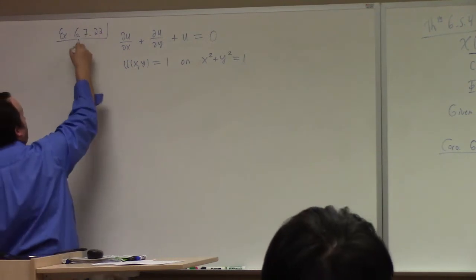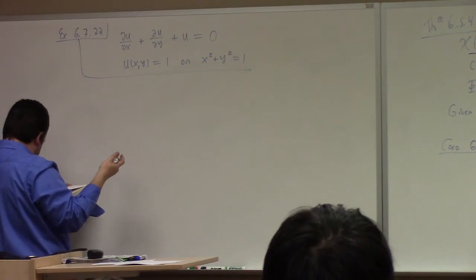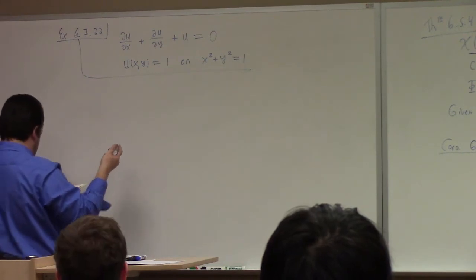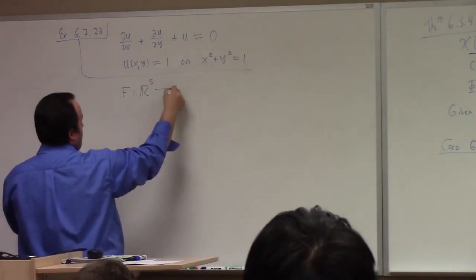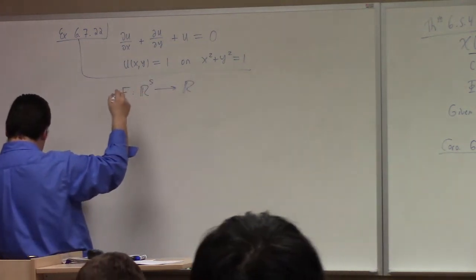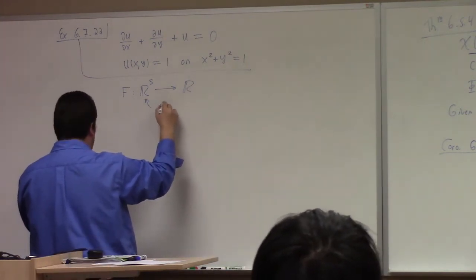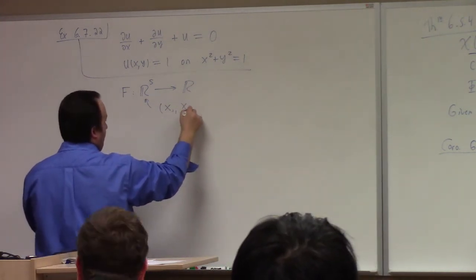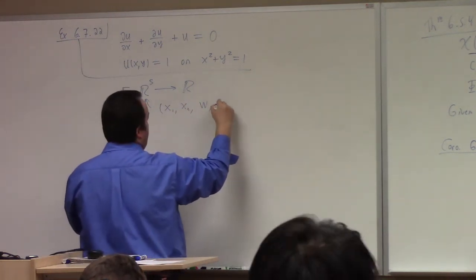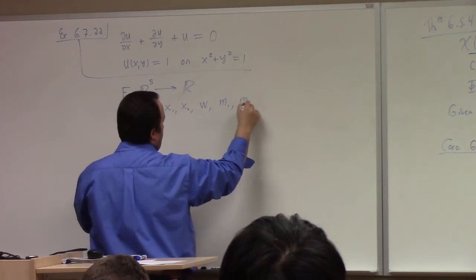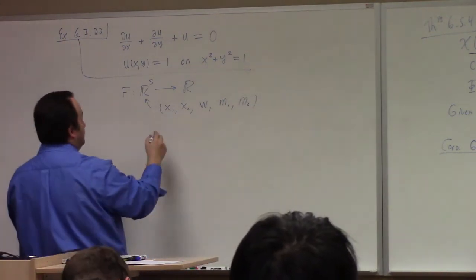Now, what does he do? He says we can represent this as the zero set S of f, where f is a function from R5 to R, and this has coordinates x1, x2, w, m1, m2. Given by what?